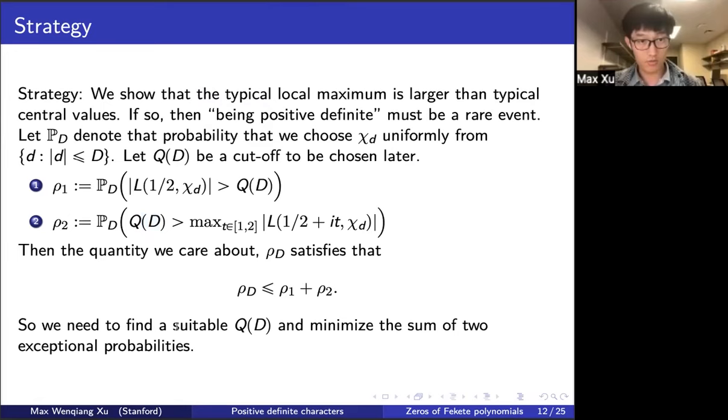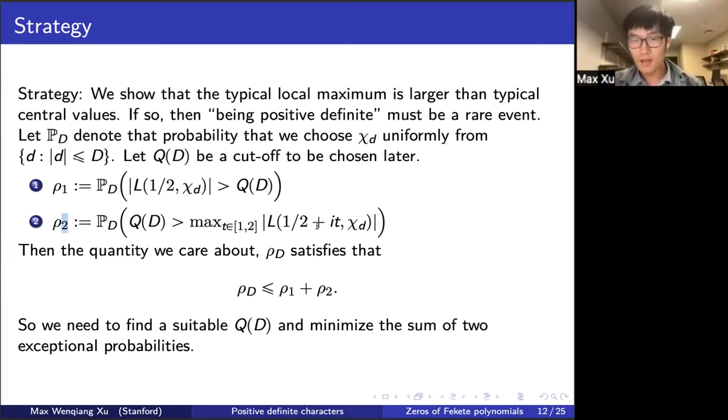Then the strategy is to find a suitable Q_D such that you minimize the sum of the two. Here is a trade-off. Of course, if you make Q_D extremely large, then ρ1 should be very, very small, possibly even zero. But the point is that you want to minimize the sum of the two, so you want a suitable Q_D such that both are small. In particular, if you look at ρ2, you want to understand the local maximum of this L value on the critical line.